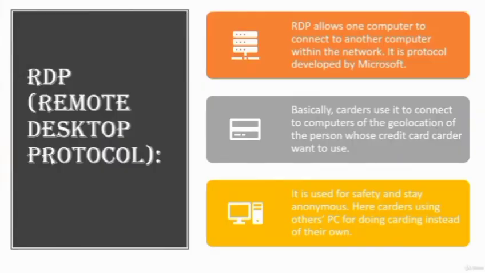Then comes RDP. What is RDP? RDP allows one computer to connect with another computer within the network. It is a protocol by Microsoft. Basically, carders use it to connect to a computer in the geolocation of the person whose credit card they want to use. So it is used for safety and to stay anonymous. Here the carder uses another's PC for doing carding instead of their own to remain safe. There are various RDPs available like AWS, which is of Amazon, Google's Qwiklabs, and various others. Always use paid RDP.